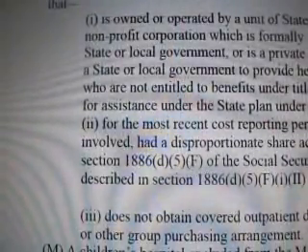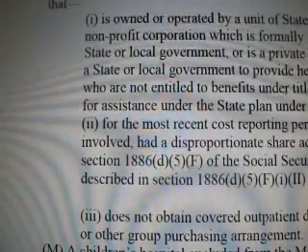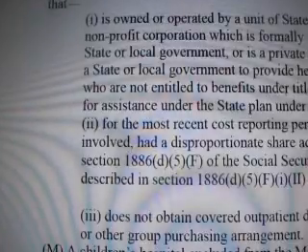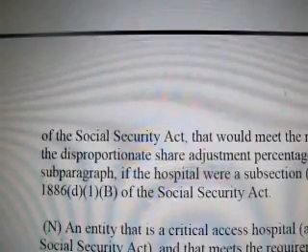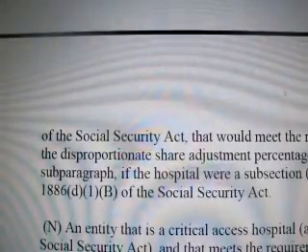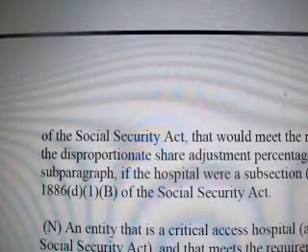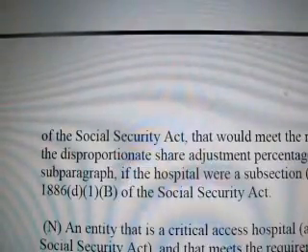This particular one says, does not obtain covered outpatient drugs through a group purchasing organization or other group purchasing arrangement. A children's hospital excluded from the Medicare prospective payment system pursuant to Section 1886 and so on of the Social Security Act, or a freestanding cancer hospital excluded from the Medicare prospective payment system pursuant to and so on. Okay, wow. An entity that is a critical access hospital determined under Section 1820 of the Social Security Act, an entity that is a rural referral center as defined in Section 1886 of the Social Security Act, or a sole community hospital as defined and so on, and that both meet the requirements of subparagraph L(i) and has a disproportionate share adjustment percentage equal to or greater than 8%.